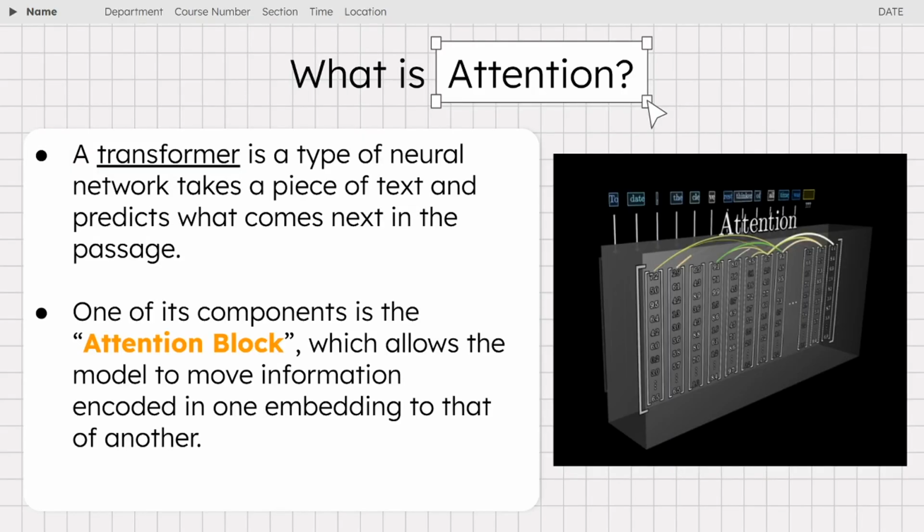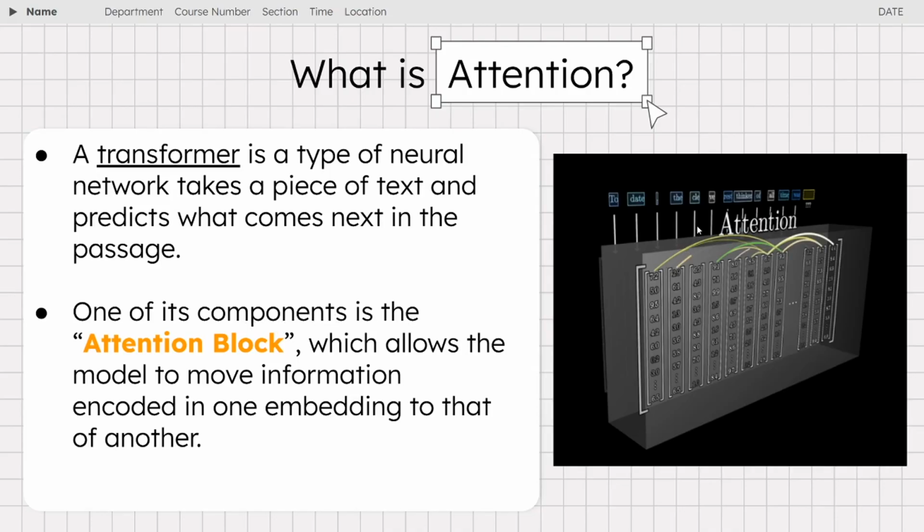To recap, a transformer is a type of neural network that takes a piece of text and predicts what comes next in the passage. As you can see to the right, we're given a passage and they split it into pieces called tokens. And each of these tokens has an embedding assigned to it, which is like a list, a vector of values that somehow encode the meanings of the words or tokens.